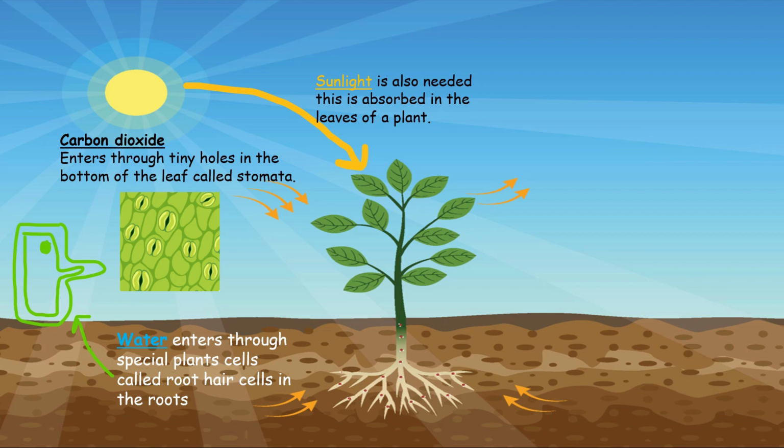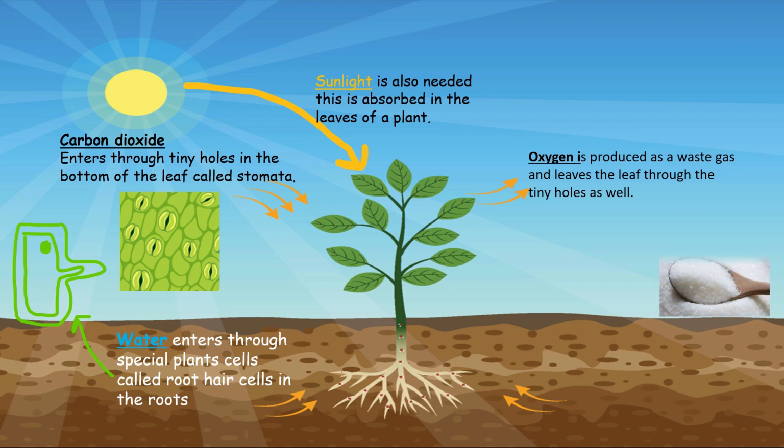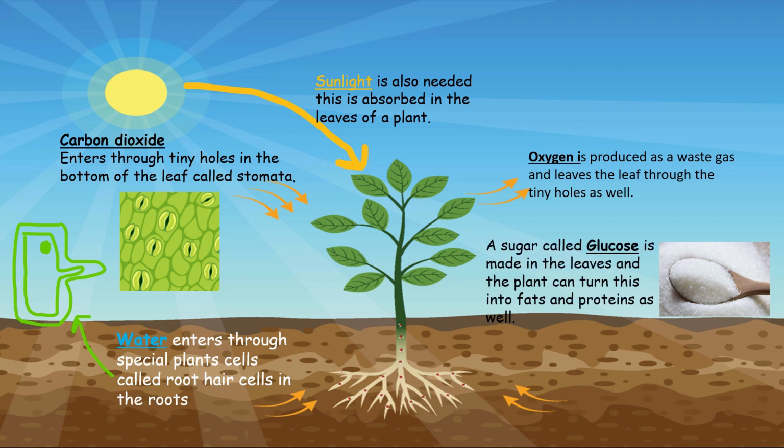It gives the plant the energy to mix the water and carbon dioxide together and react them in a chemical reaction. Oxygen is produced as a waste gas and leaves the leaf through those tiny holes called the stomata as well. But the main thing a plant makes is glucose, which is made in the leaves and can be turned into fats or proteins, so plants can make all the food they need from sunlight, carbon dioxide and water. And this process is called photosynthesis.